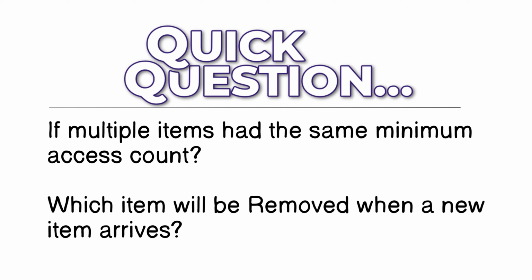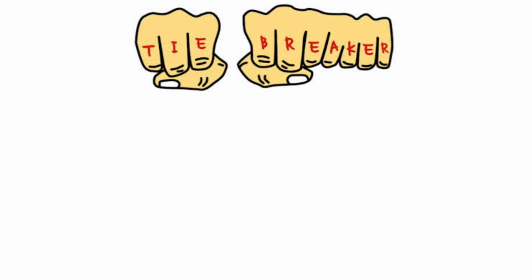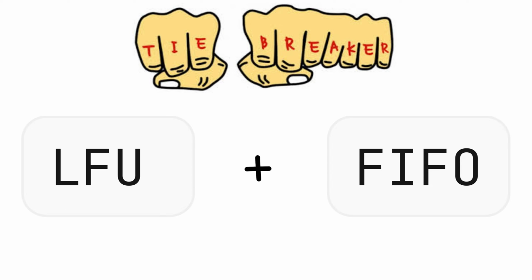In this type of scenario, we need to have some tie-breaking solutions. So we can opt for a hybrid approach where the tie-breaking can be another strategy. For example, along with the least frequently used, we can use first in first out approach. So when we have a tie in least frequently used, then the decision can be made using a tie-breaking strategy, first in first out.